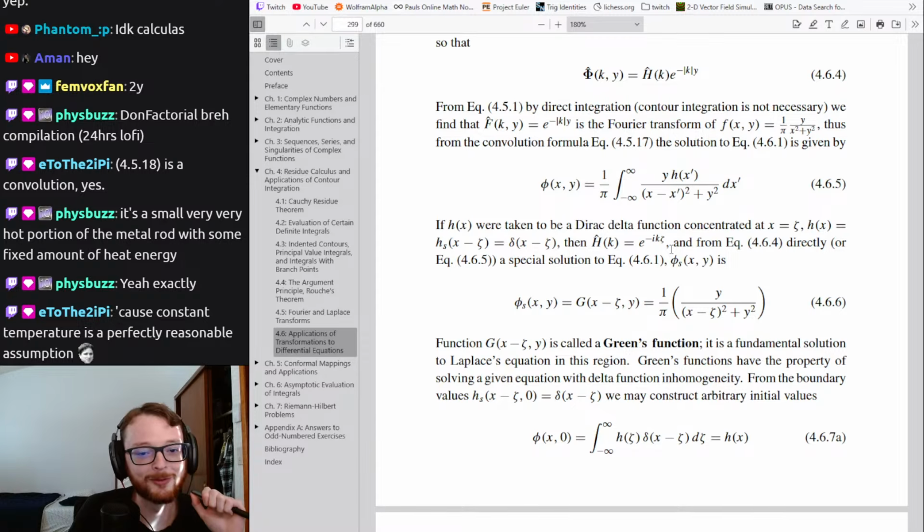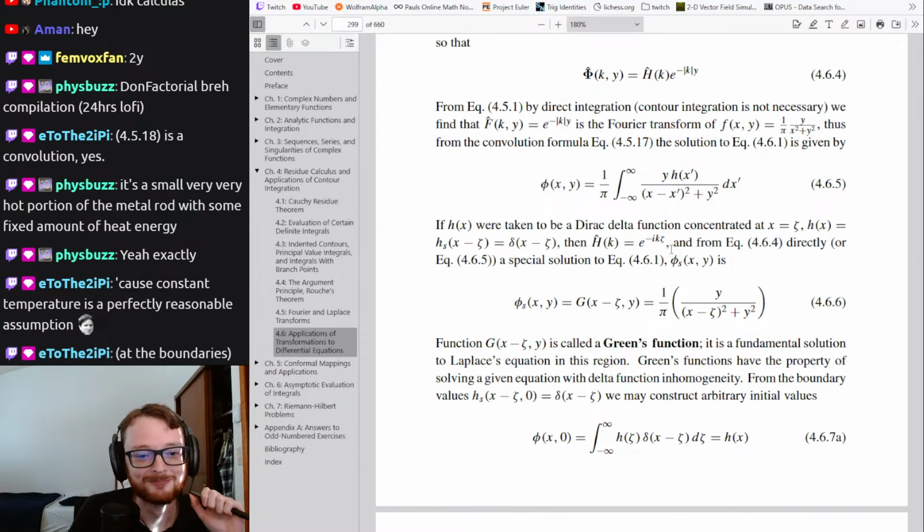Constant temperature is a perfectly reasonable assumption. Okay, and so Dirac delta functions are kind of neat with Fourier and Laplace, I think. Or at least Fourier, probably Laplace too, though.